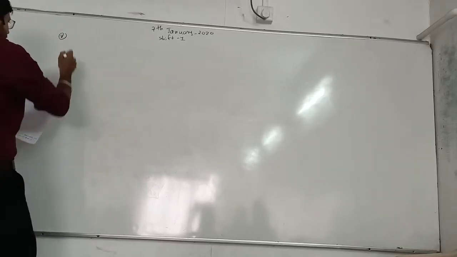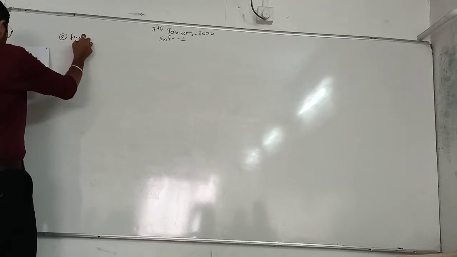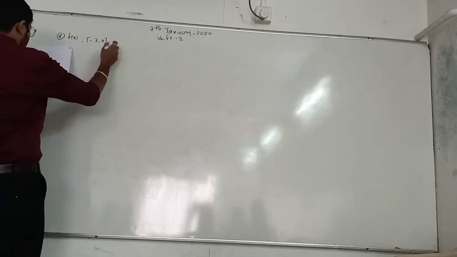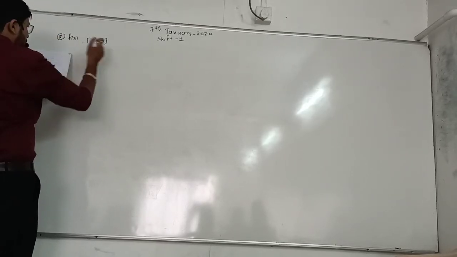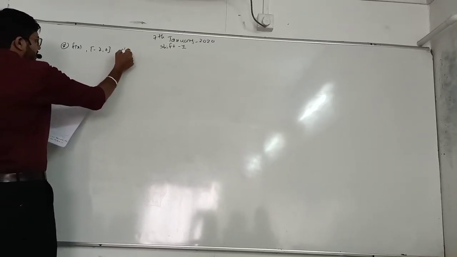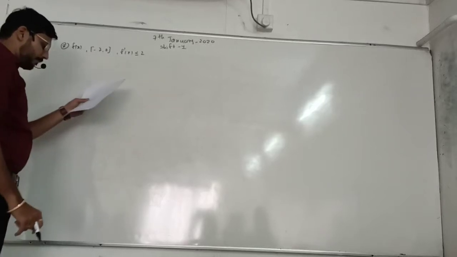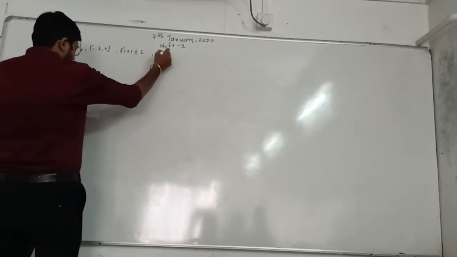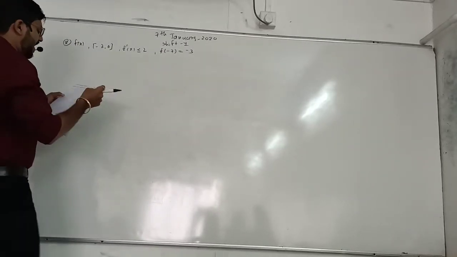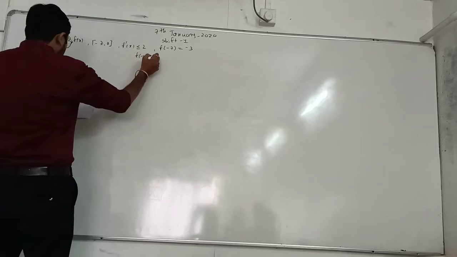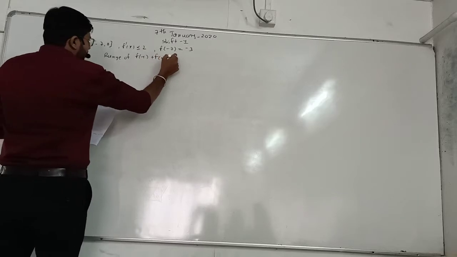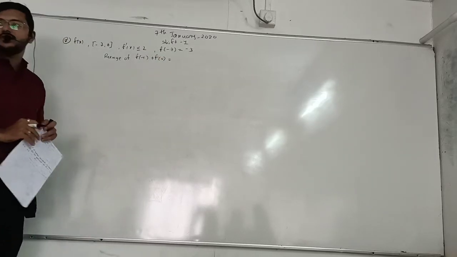Then number 8. There is a function f(x) which is continuous on the interval minus 7 to 0 and differentiable on minus 7 to 0, continuous on closed interval, differentiable on open interval, with the condition f dash of x less than or equal to 2. Also we have f of minus 7 equals minus 3. Then we have to find out f of minus 1 plus f of 0.